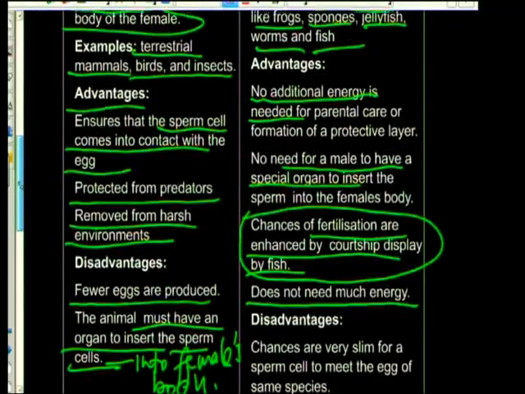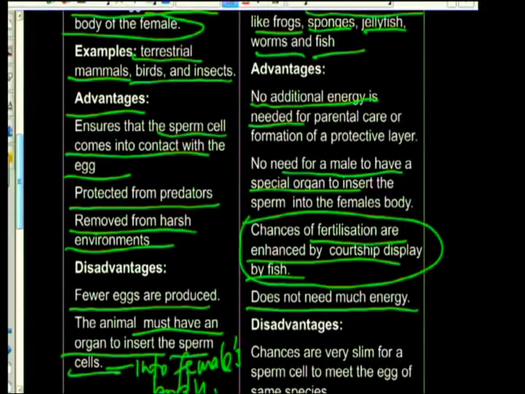From internal fertilization, the main advantage was there is some degree of certainty that the sperm and egg may meet. And immediately you use that advantage as a disadvantage for external. Why? Because in external fertilization, the chances are slim. The chances are very low of the eggs and the sperm meeting. Remember, they're in the water.